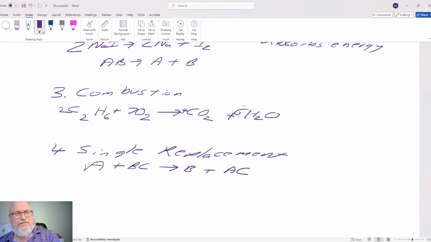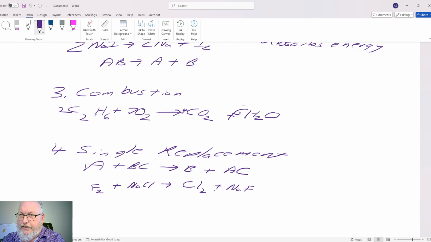Sometimes it releases, sometimes it requires energy. We're not worried about energy on this one, okay? Don't worry about it. So this will be something like this. Let's say we've got fluorine, and you're going to react that with sodium chloride, NaCl. So the fluorine will replace the chlorine. It's a halogen. So chlorine will be by itself, Cl2 plus sodium fluoride.